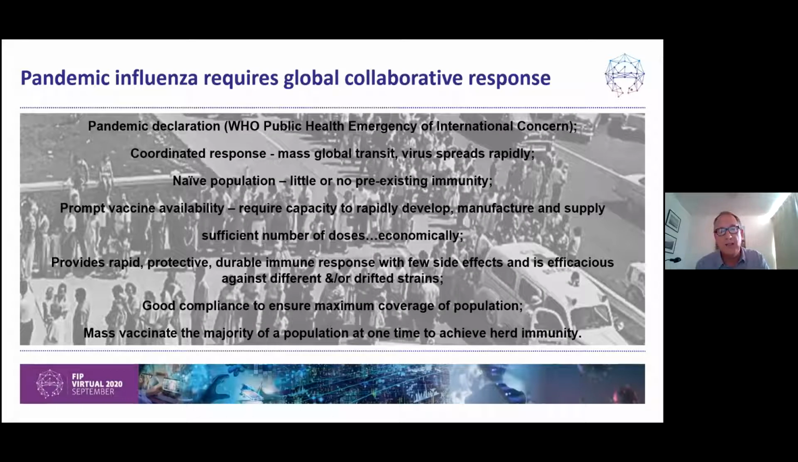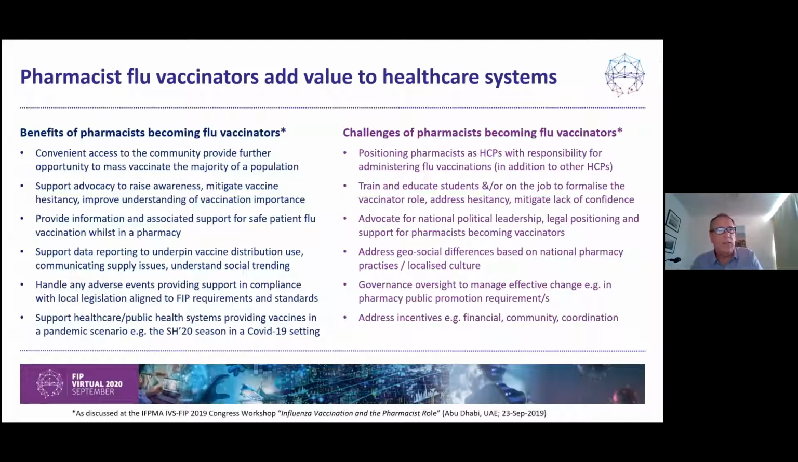Hence, the need to leverage pharmacists to be part of that army, as it were, of people to vaccinate and provide that mass vaccination opportunity. So if we go to the next slide, and I realize I've got a few more minutes left.